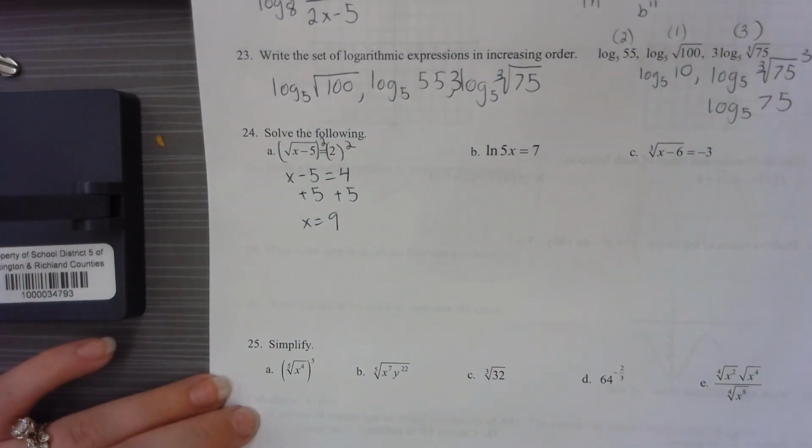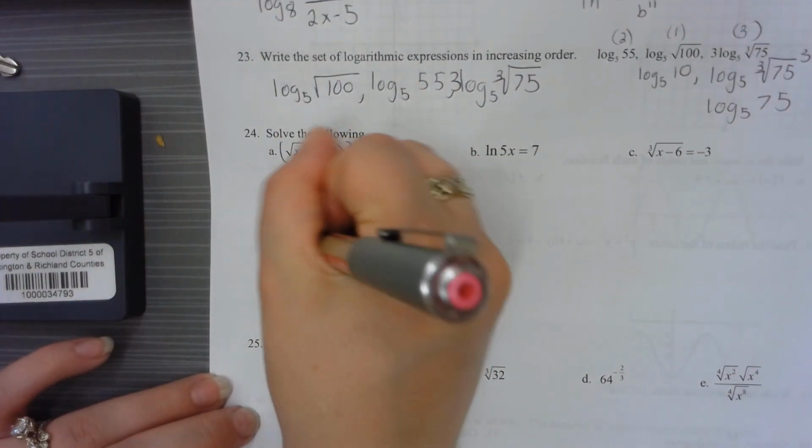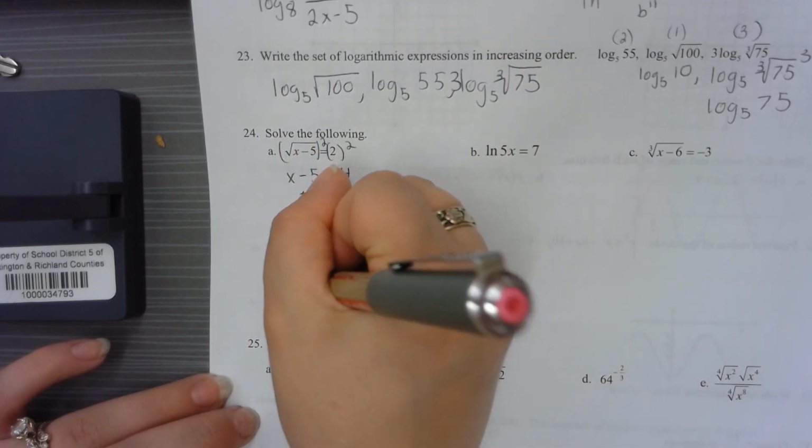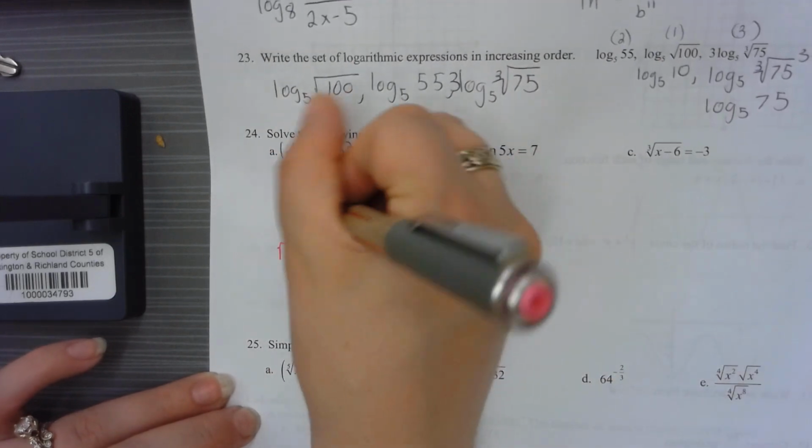But we do always want to check for extraneous solutions, so we'd plug that back in. 9 minus 5 is 4. Is the square root of 4 2? Yes, it is, so this is a good answer.